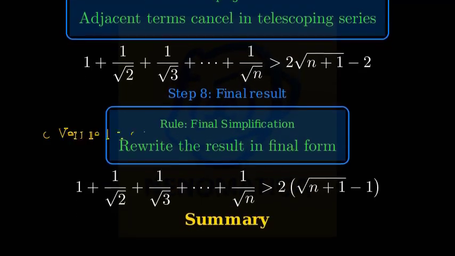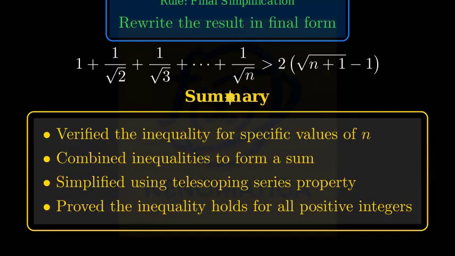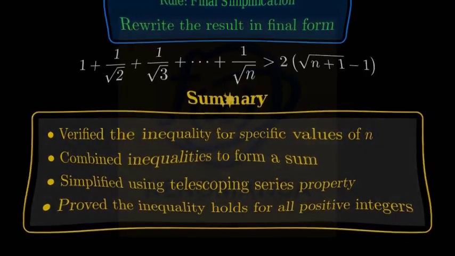In summary, we've proven the inequality by first testing specific cases for n equals 1, 2, and 3. Then we combined these inequalities and simplified the resulting telescoping series to arrive at our final result. This proof technique is a powerful approach to establishing inequalities involving sequences and series.